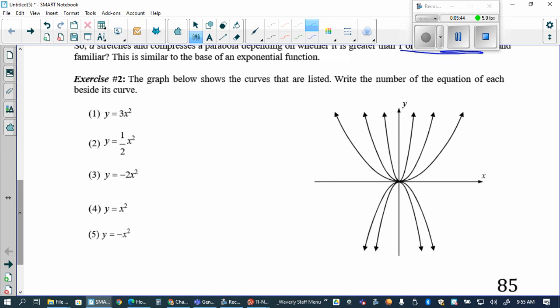So let's match up these equations with the graph, and we'll just put numbers 1, 2, 3, 4, and 5 over here by the graph. Okay? So take a look at number 1. Y equals 3x squared. Which one of these would be the narrowest? Of all 5 of these, which would be the narrowest one? 3x squared. It'd be the narrowest one.